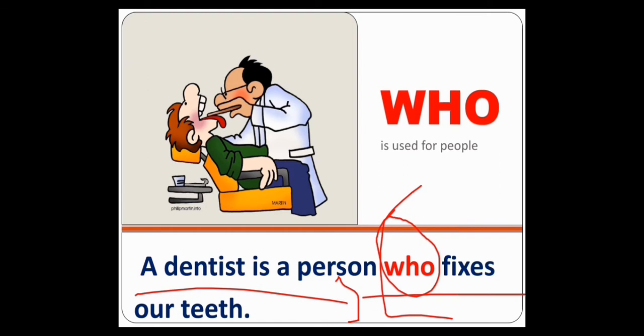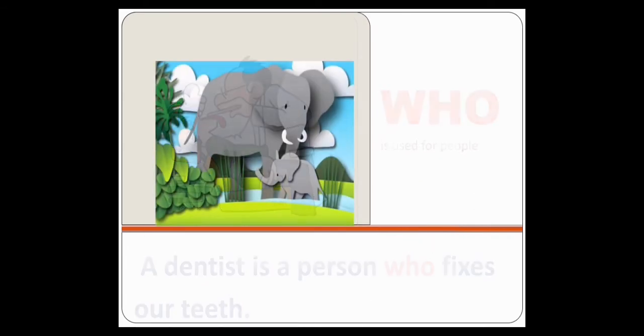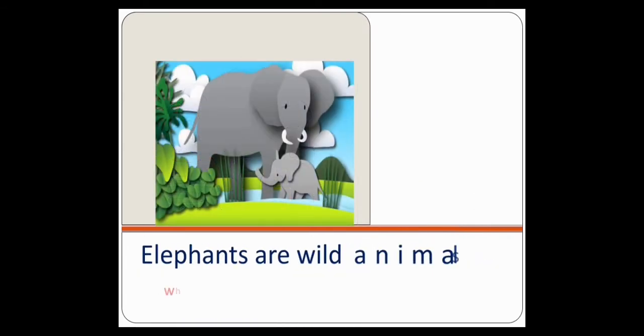Now remember, we use who for people. Now when we want to describe someone or a person, we use who, especially when we want to give extra information.